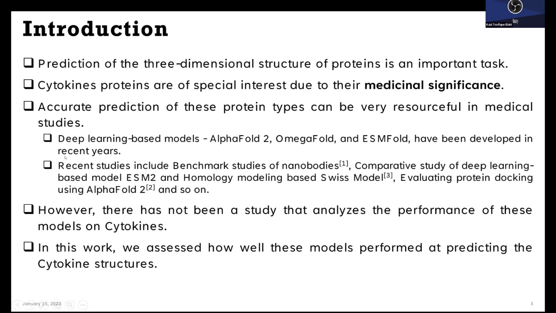There are various methods that can predict the 3D structure of a protein. Among these methods, those relying on deep learning models like AlphaFold 2, OmegaFold, and ESM-fold are quite recent and work faster than traditional methods. Recent studies of these deep learning methods include benchmark studies on nanobodies, comparative studies of ESM2 and Swiss model, protein complex evaluation using AlphaFold 2, and more. However, there has not been a study that analyzes the performance of these models on cytokines. So in this work, we assessed how well these models perform at predicting cytokine structure.